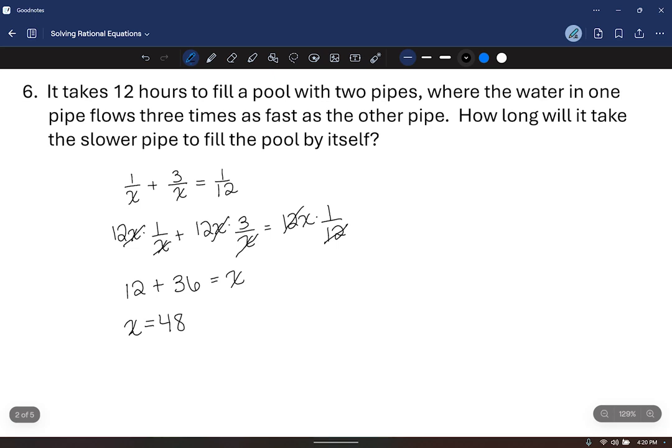Now we have to think about this. It says, how long will it take the slower pipe to fill the pool by itself? This would represent the slower pipe, so I can do that 1 job in 48 hours. Now, if it asked me about the fast pipe, then I would divide that by 3 to get my answer.